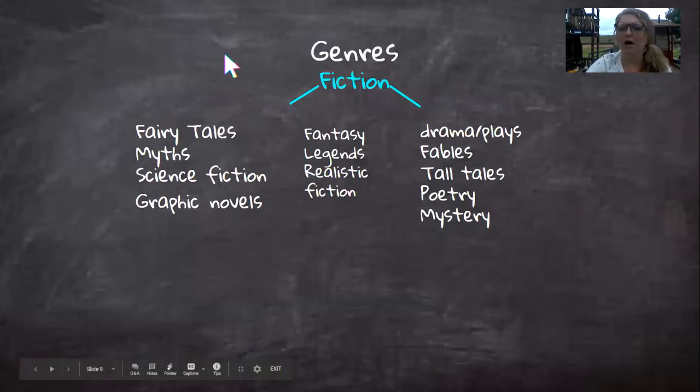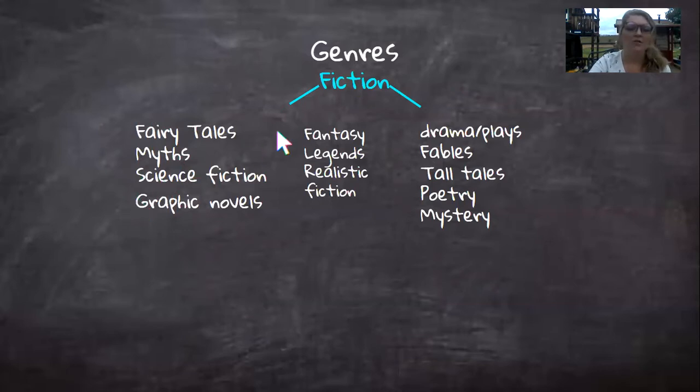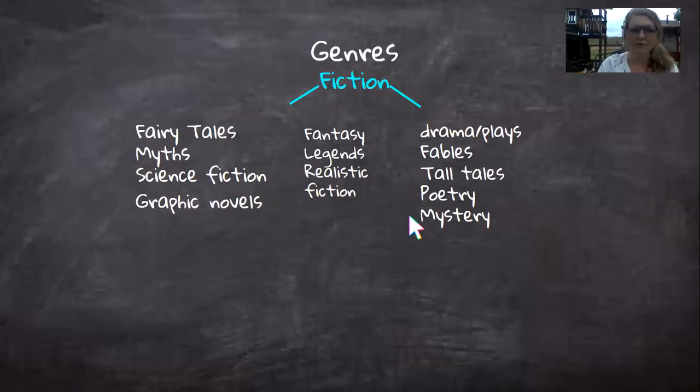So here are our different genres of fiction. Just within that heading of fiction, there are a lot of different little subheadings. So there's a lot of different types of fiction writing. These are some examples of fiction texts. You have your fairy tales, myths, science fiction, graphic novels, fantasy, legends, realistic fiction. You have your dramas and plays, your fables, tall tales, poetry, and mystery. You can see all of those are different types of texts, but they are all fiction. Okay, hope that makes some sense.